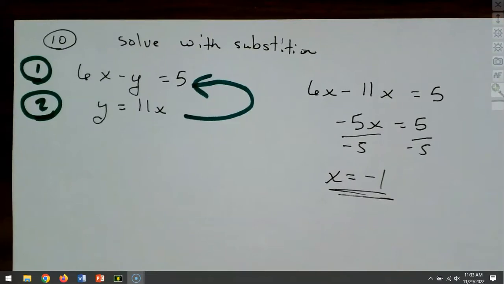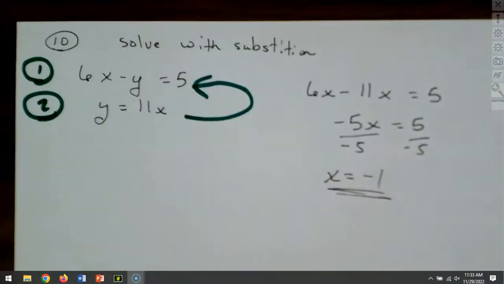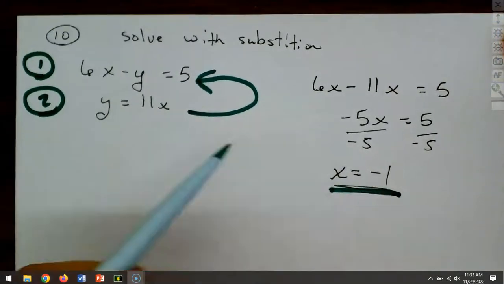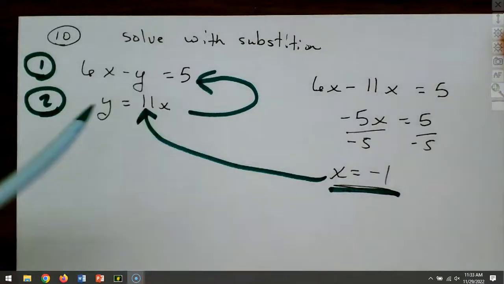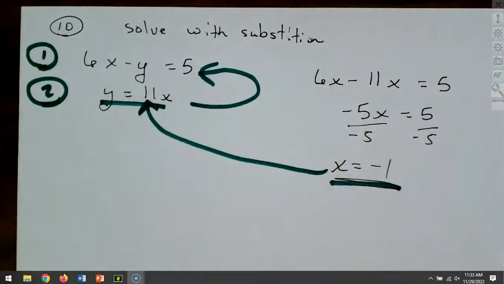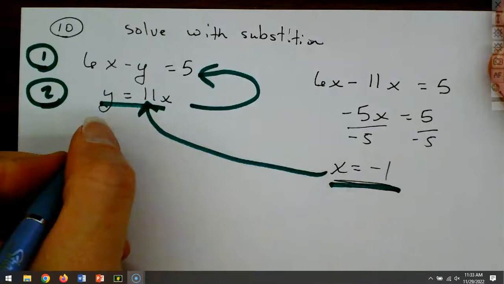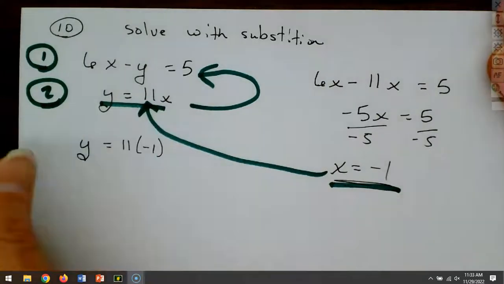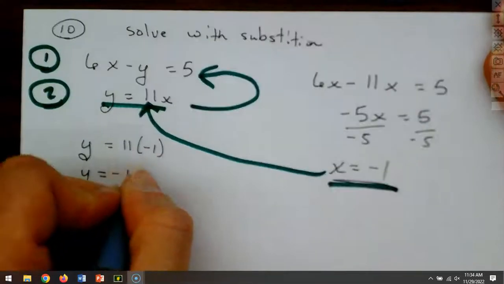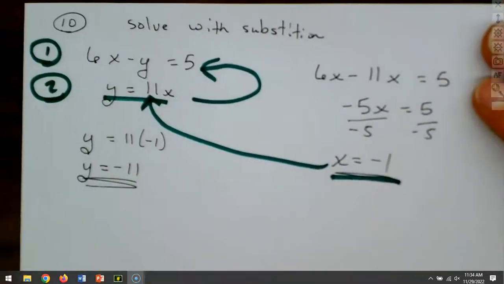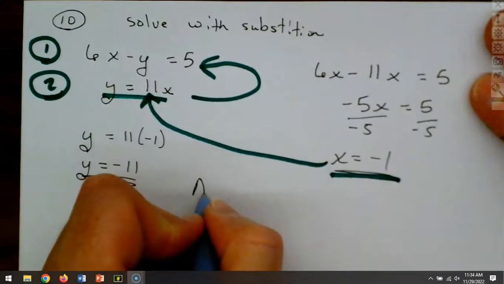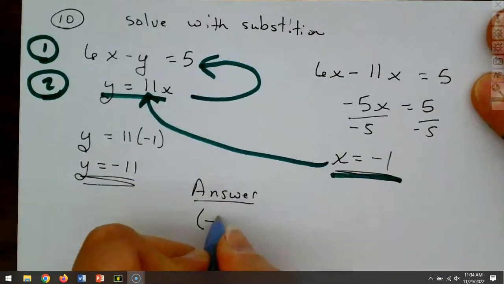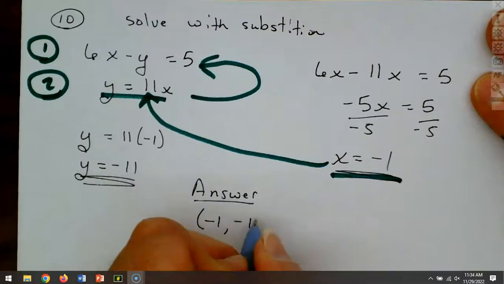Okay, we need to get the other one. What do we do? This is part of it. Plug it in somewhere. Does it matter where we plug it into? Nope. Easiest possible place is right there. Because I can plug it in right there. And that gives you y equals now 11 times a negative 1. So y equals now negative 11. So as an ordered pair, your answer would be negative 1, comma, negative 11.